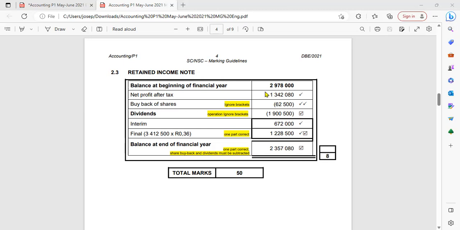So remember, guys, we had 2,978,000 at the beginning of the year, 1,342,080, which is net profit after tax. And then we calculated this one, 62,500, sorry. And then we calculated this one of 1,900,500. So, guys, what matters is your balance. Your balance at the end of the year cannot be correct when you recorded one of these incorrectly. They did not give us our balance at the end of the year. So if your balance at the end of the year is correct, what you're supposed to calculate is correct, meaning the whole note is correct, guys.